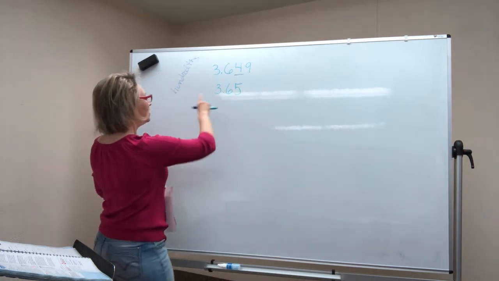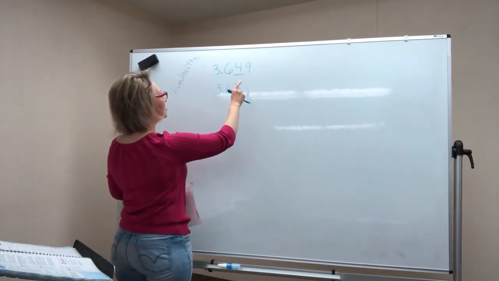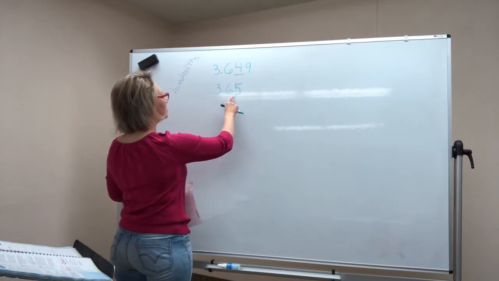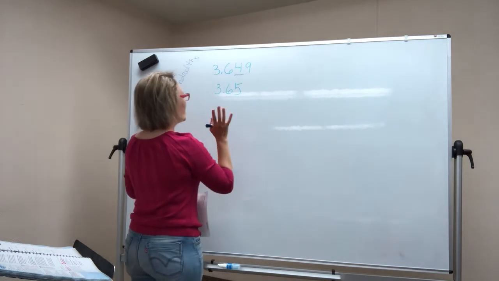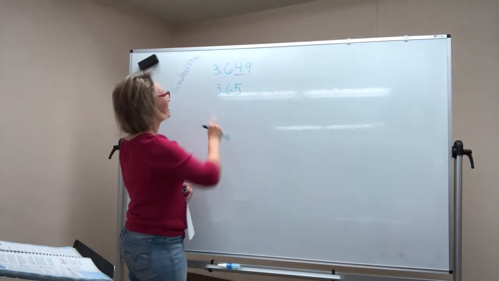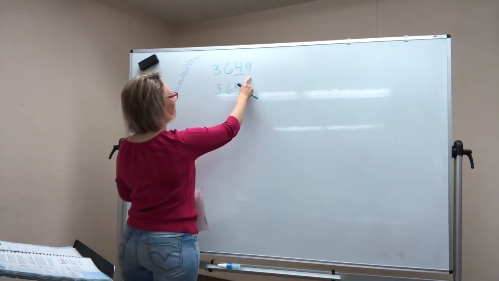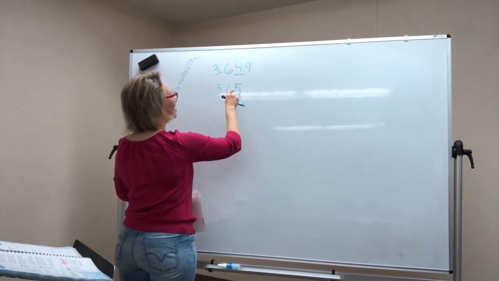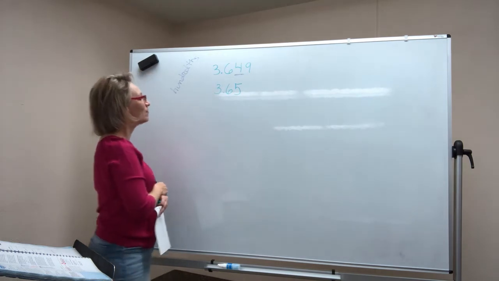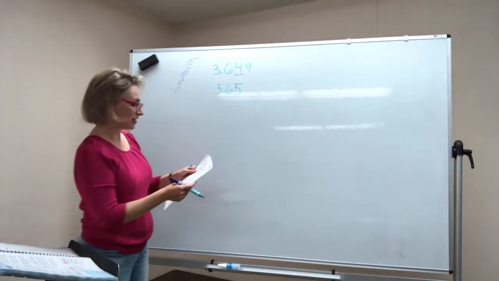So 3 and 649 thousandths rounds to 3 and 65 hundredths if we're rounding to the hundredths place. Okay? If I say it not correctly, 3.649, if we round to the hundredths place, rounds to 3.65. Okay? So that is how you round a decimal.